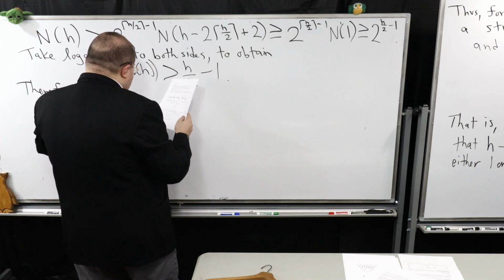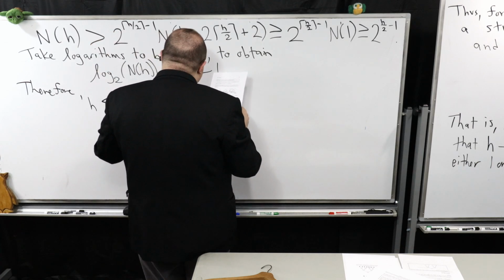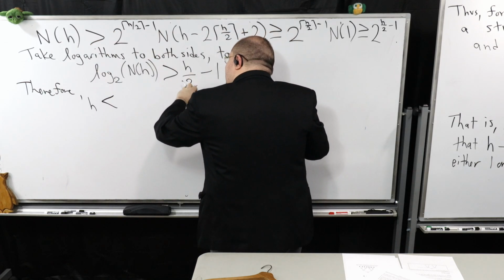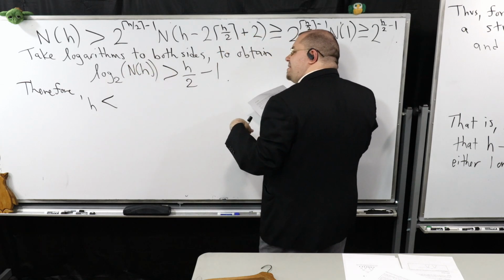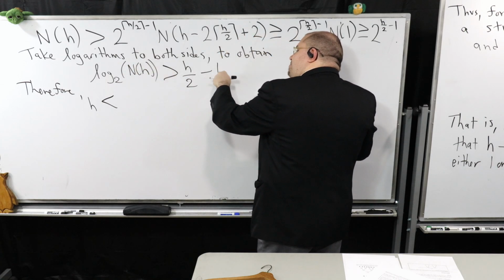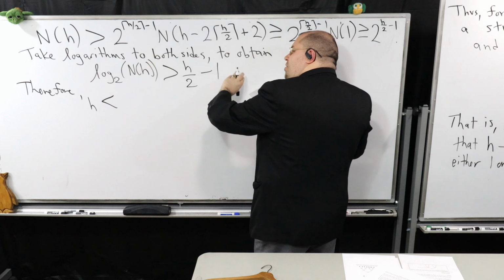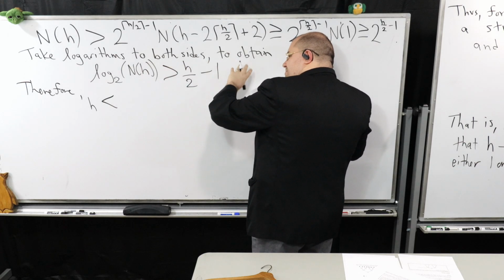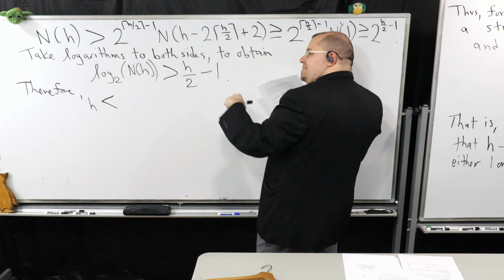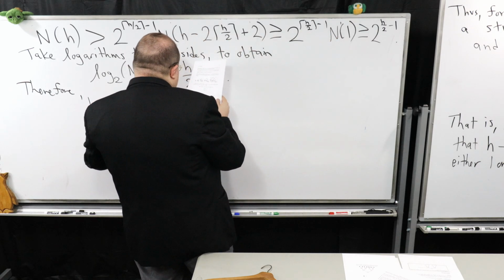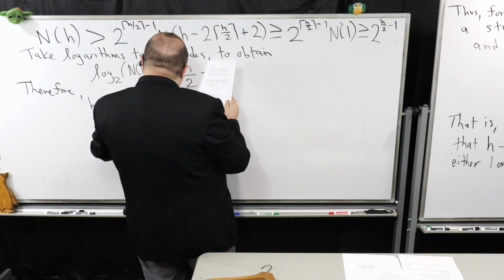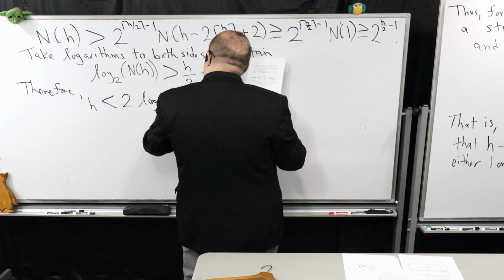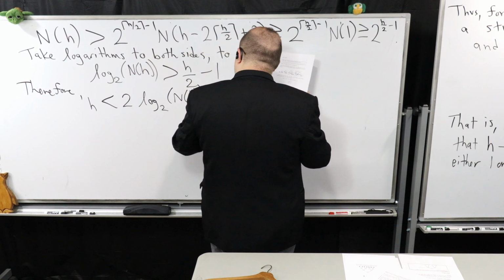Therefore, h is less than... So I'm just going to simply multiply by 2 on both sides of this inequality. Then I'm going to move this minus 2 over, and it is going to become a plus 2 by adding 2 to both sides. And now I end up with the following: 2 times log base 2 of n of h plus 2.